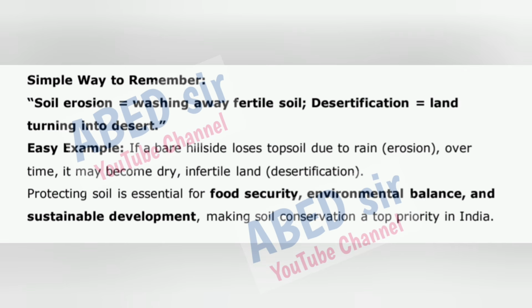Simple way to remember: soil erosion is equal to washing away fertile soil, desertification is equal to land turning into desert. Easy example: if a bare hillside loses topsoil due to rain, erosion, over time, it may become dry, infertile land, desertification. Protecting soil is essential for food security, environmental balance, and sustainable development, making soil conservation a top priority in India.